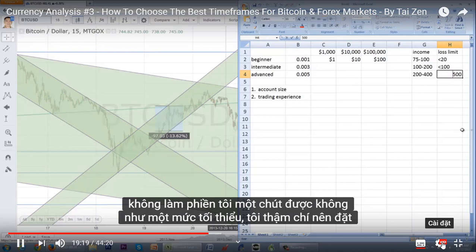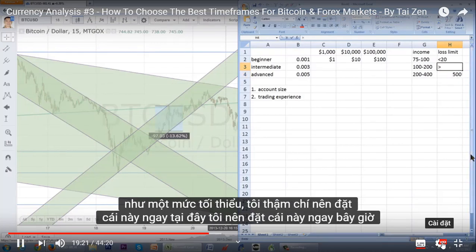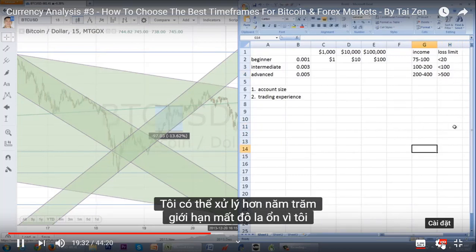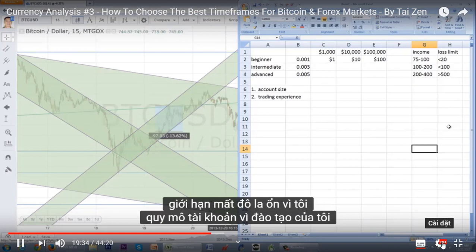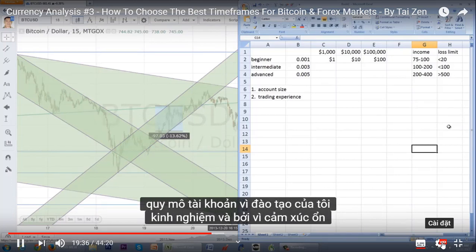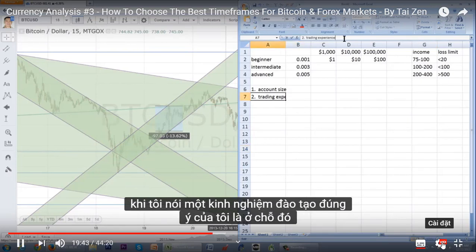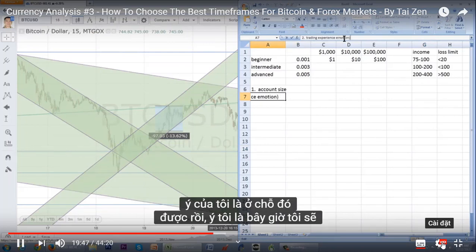I should even put this right here. Hold on, I should put this. So now I can handle a greater than $500 loss limit, because of my account size, because of my trading experience, and because emotionally. When I say trading experience right here, what I mean by that is emotion. That's what I mean.